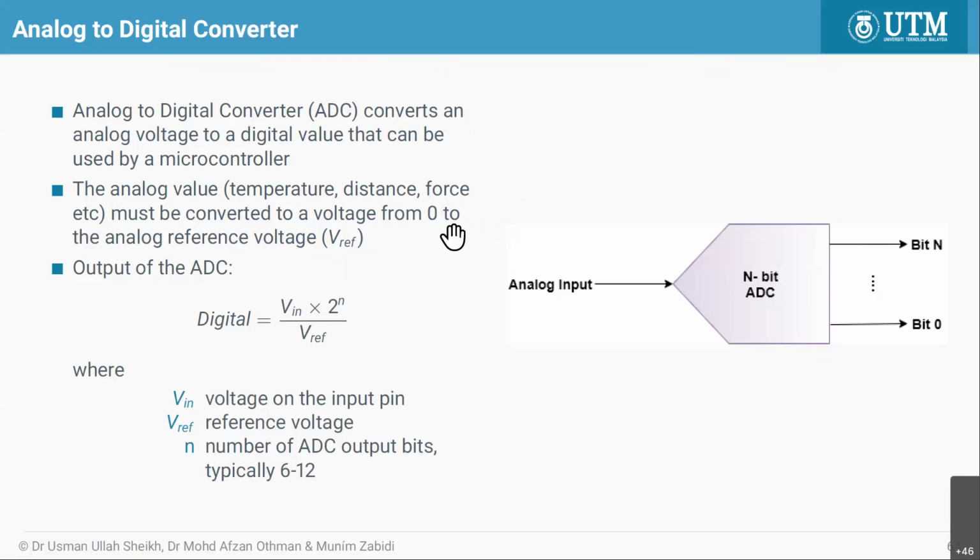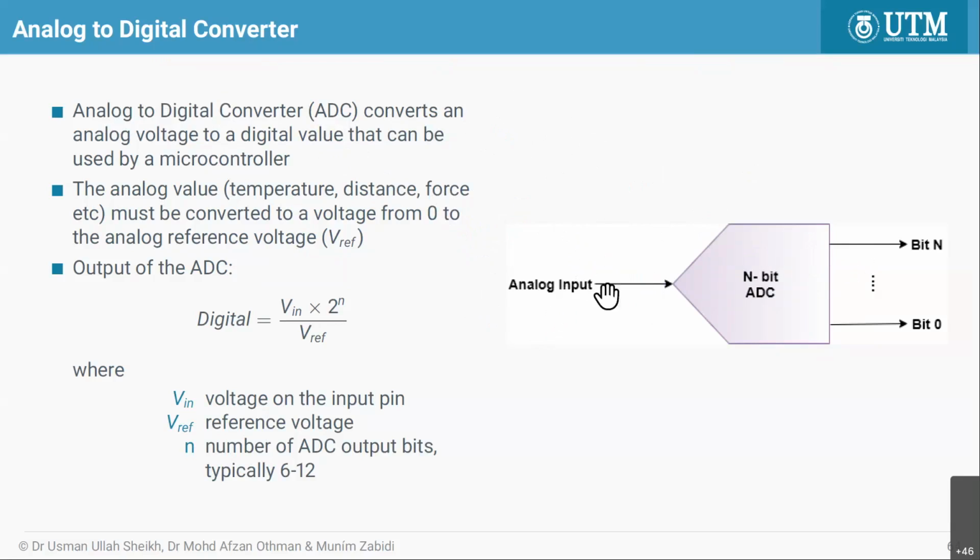Then we go to analog. This is the last for today. For analog, we have quite a long discussion. First we go to the overview of the analog to digital converter. The ADC converts the analog voltage to a value that you can use. Any analog value you can probably convert and read, but you must convert it to a voltage.